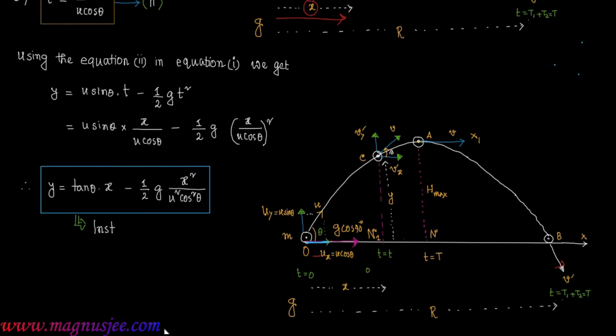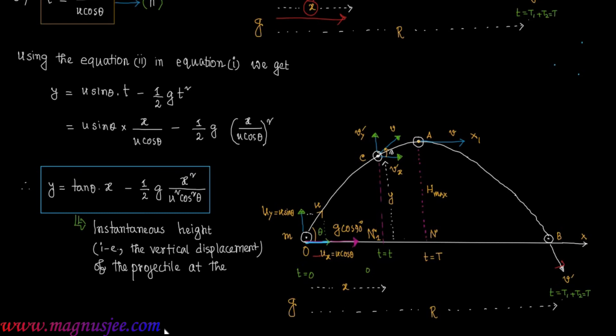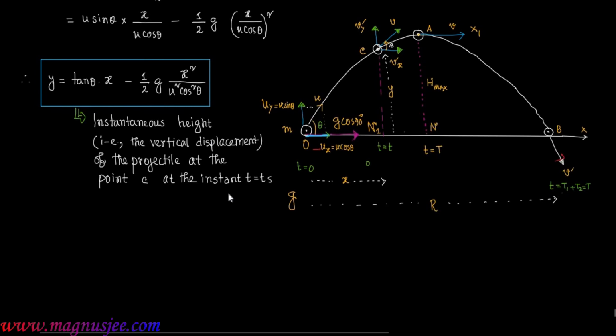This is the vertical displacement, or instantaneous height, attained by the projectile at the point C in air at instant t equal to t second. y equals tan theta x minus half g x square divided by u square cos square theta. If the projectile reaches the point C, the vertical displacement will be y, which has the expression tan theta x minus half g x square divided by u square cos square theta.